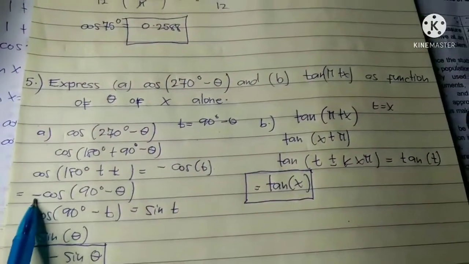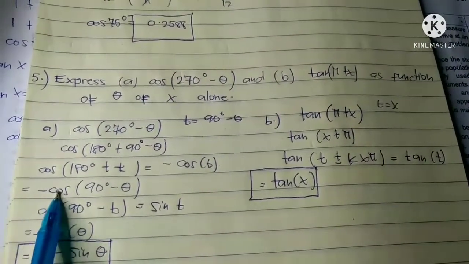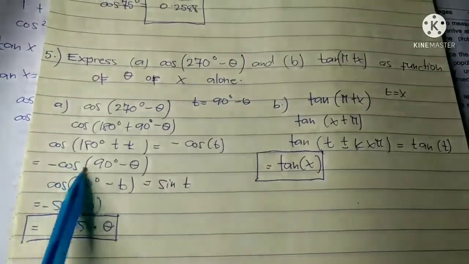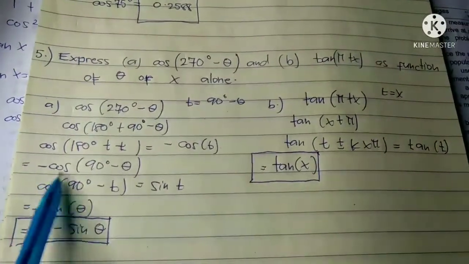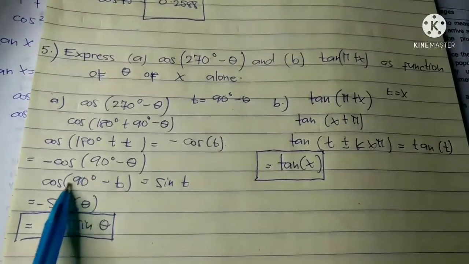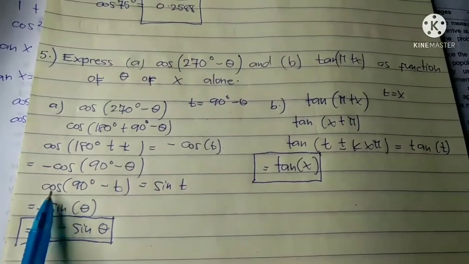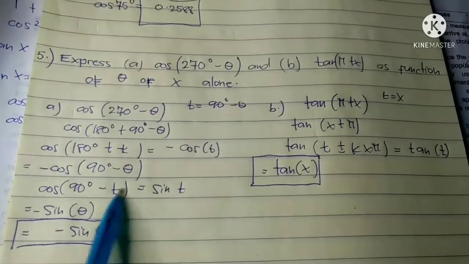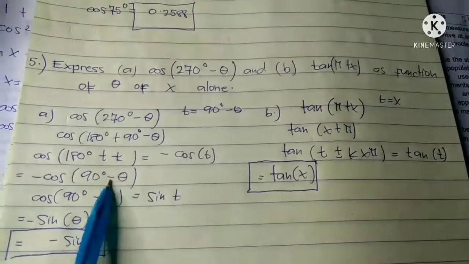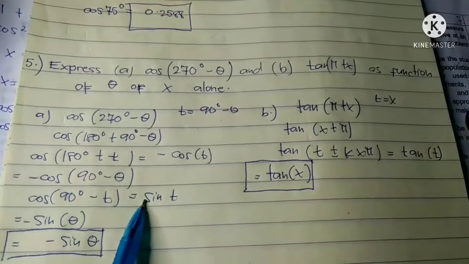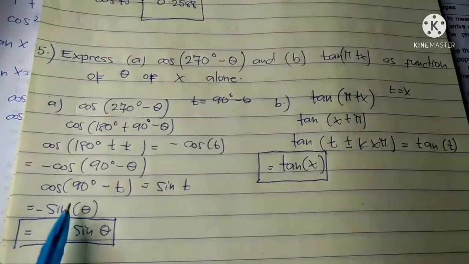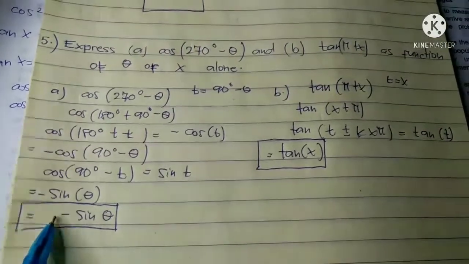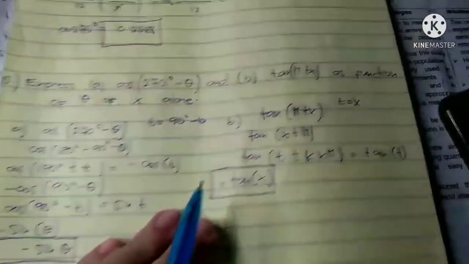So we have now negative cosine 90 degrees minus theta, and after that we can also transform this by using this equation: cosine 90 degrees minus t equals sine t. So our t now is theta. Since it's a sine, we have sine theta, and because it is negative, our answer will be negative sine theta.